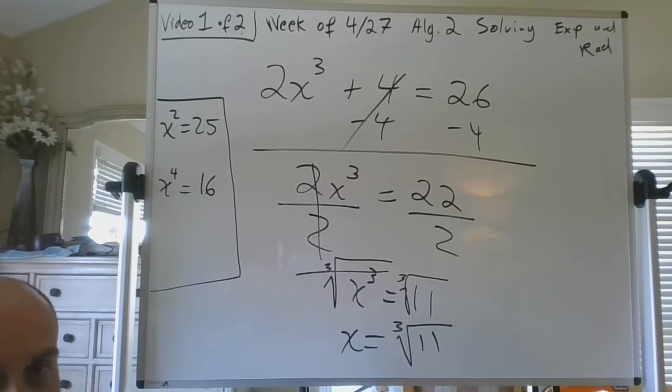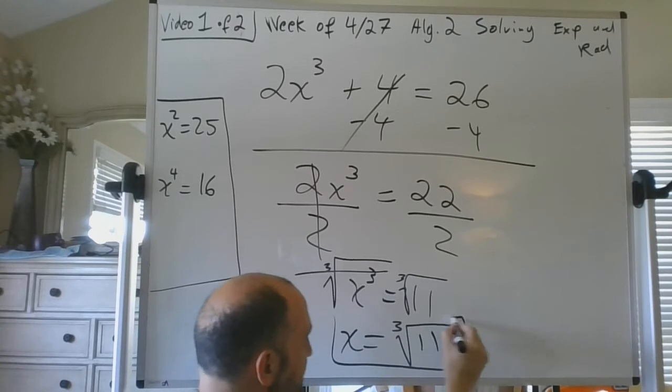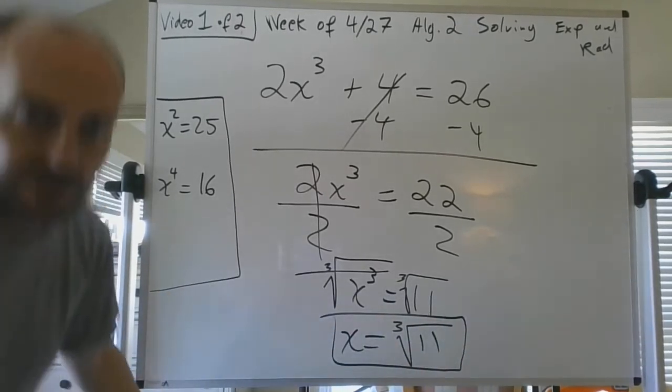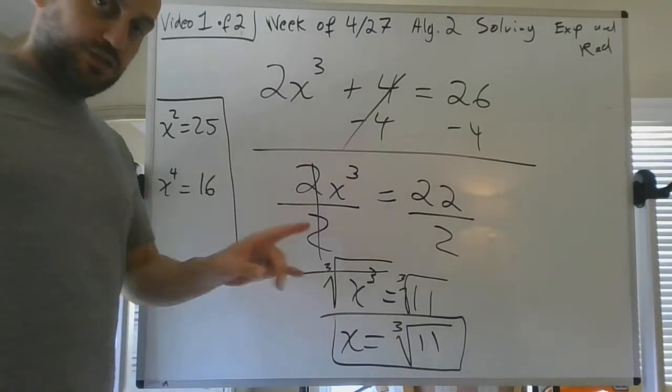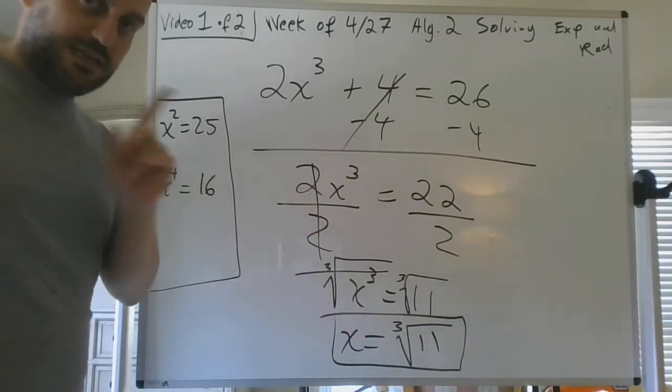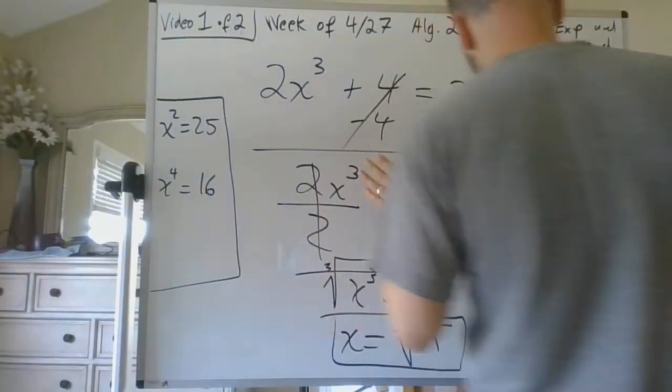So the fact that it's not going to be a whole number is totally okay, with that answer being our final answer: x equals the cube root of 11. Okay? I did say I'm going to come back to this for a second, and I do want to show you guys something. Let's pretend, okay, so this is the final answer.